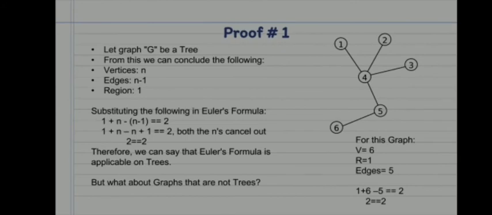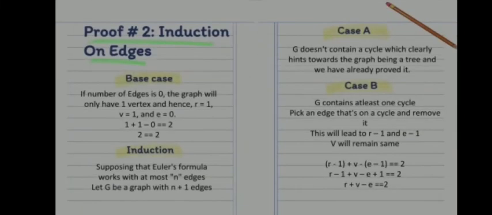But what about graphs that are not trees? Let us look at them. For that, we can see proof number 2, which is induction on edges. For that, we first prove the base case, in which if the number of edges is 0, the graph only has one vertex and hence the number of regions is 1. Putting that into Euler's formula, we again get 2 is equal to 2, thus proved.